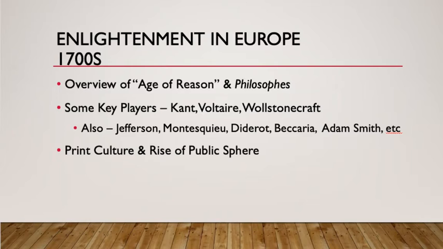We're going to look specifically at Kant, Voltaire, and Wollstonecraft, but also you've heard of Thomas Jefferson. He's an Enlightenment thinker. Montesquieu, Diderot, Cesare Beccaria in Italy, Adam Smith in Scotland. If you've heard of these people, I'm just throwing a bunch of names at you to ring some bells to connect up with this Enlightenment project that we see really hitting the middle of the century, but brewing beforehand. And then we know what's going to happen in the 1770s and 1780s. And we'll talk about the rise of print culture and the public sphere.